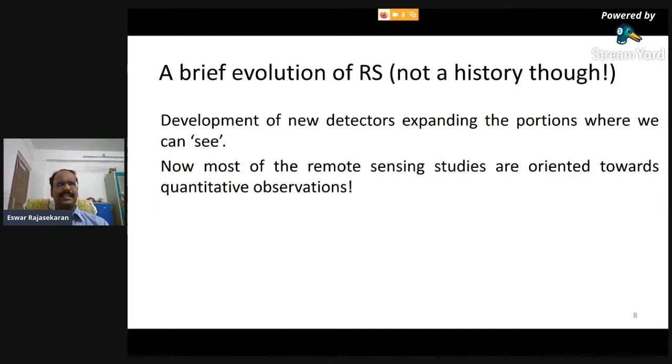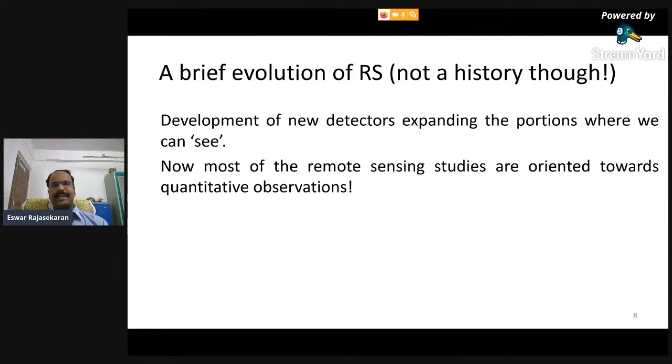And from the 1990s onwards, there was a huge development in new detectors, which expanded the portions of the spectrum where we can see. And now at present, most remote sensing studies are oriented towards quantitative observation. So the entire paradigm has shifted from qualitative to quantitative.